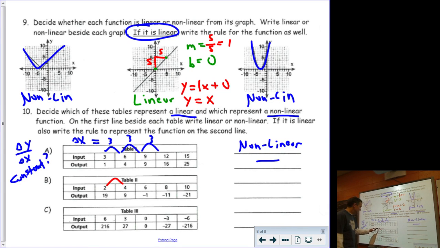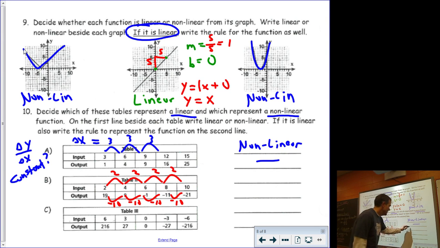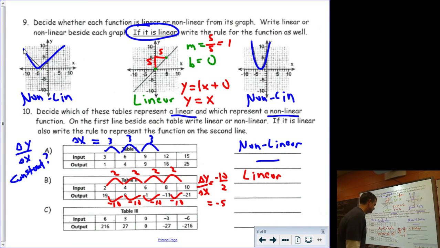The change in x is 2, and 2, and 2. All right, if it's going to be linear, the change in y needs to be the same. The change in y is minus 10, minus 10, minus 10, minus 10. So the change in y over the change in x is constant. Therefore, this one is linear. The change in y over the change in x equals negative 10 over 2, which is negative 5. That's important because for this one, if it is linear, I have to write the rule, which is the equation.